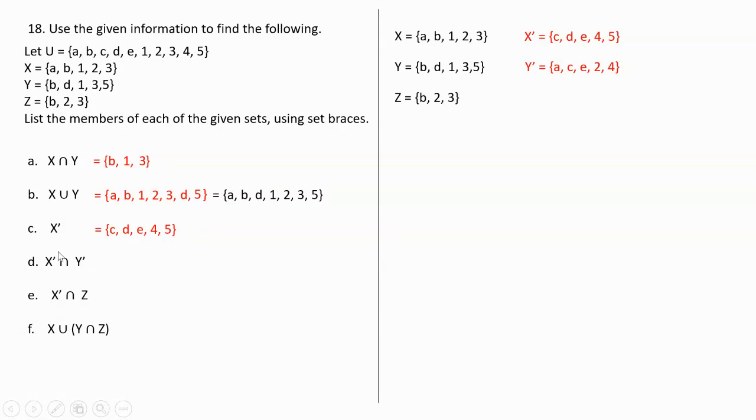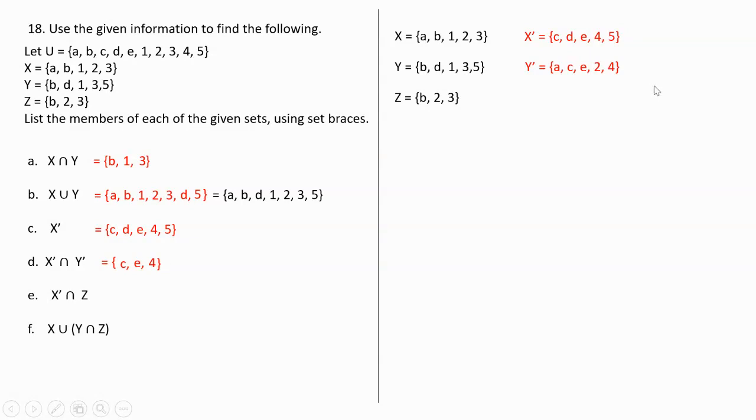Okay, now for the complement of X and the complement of Y, it means what do these two sets have in common? They're already here on the right. So they have in common a C, an E, and a 4. That'll be my solution.